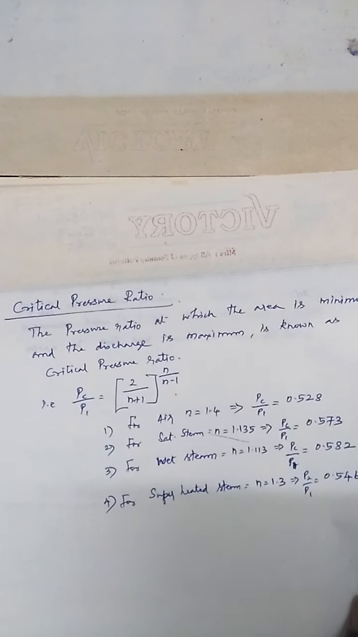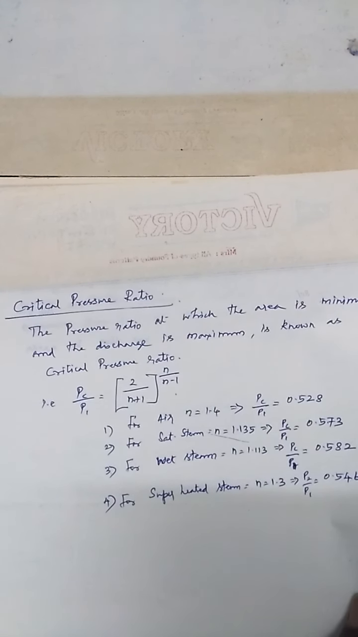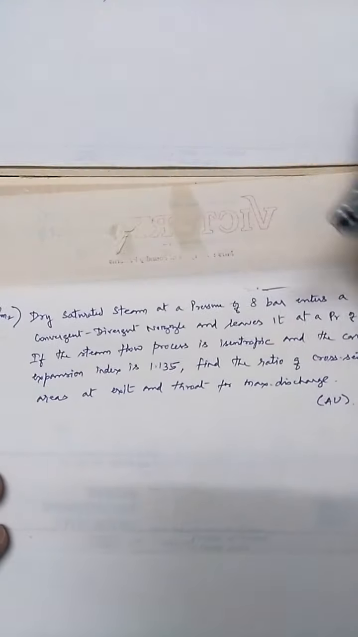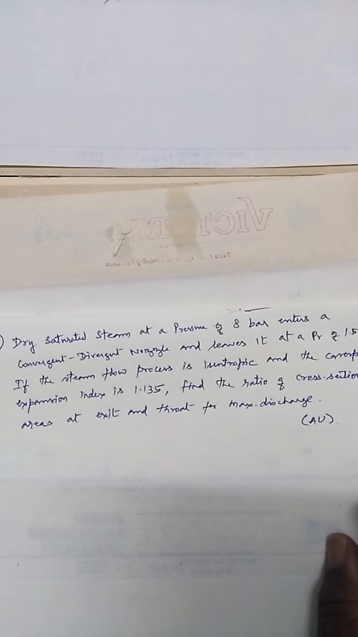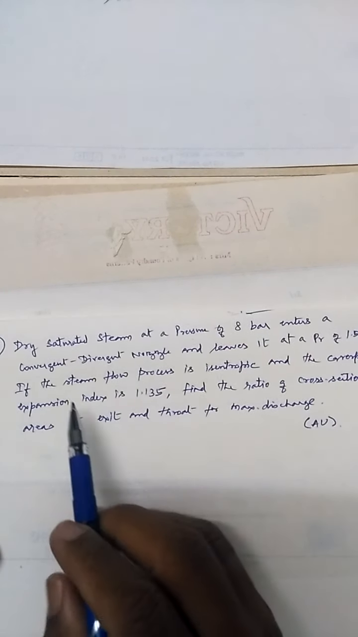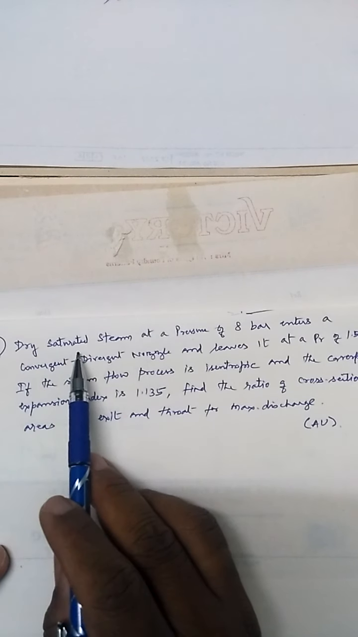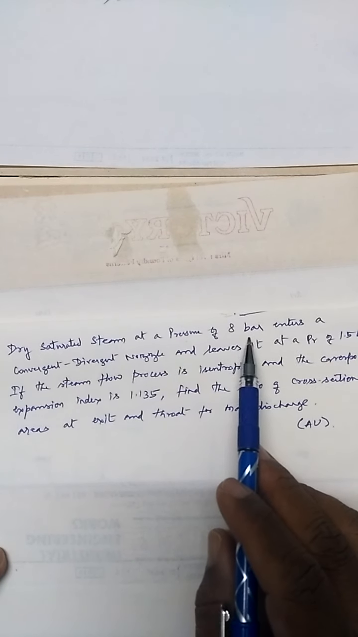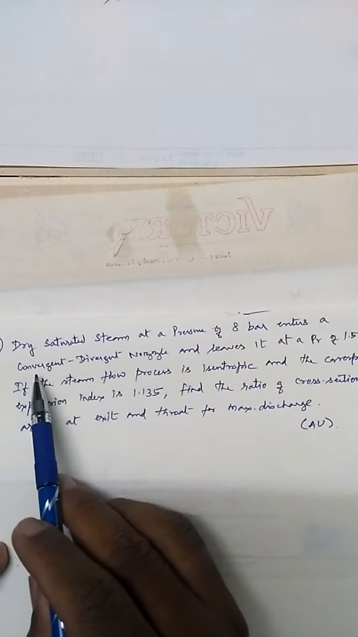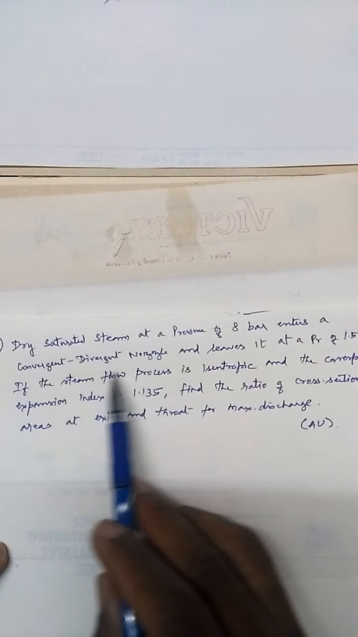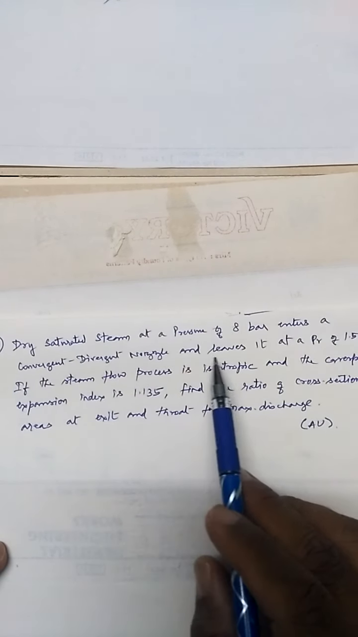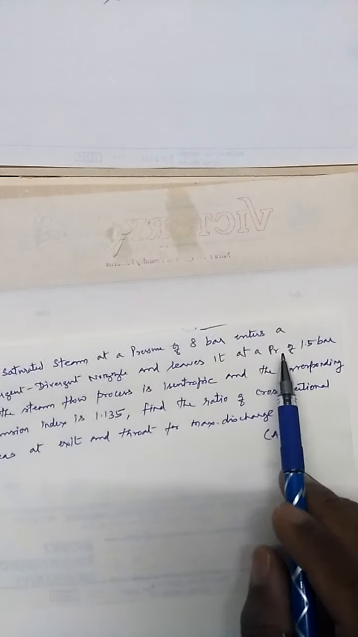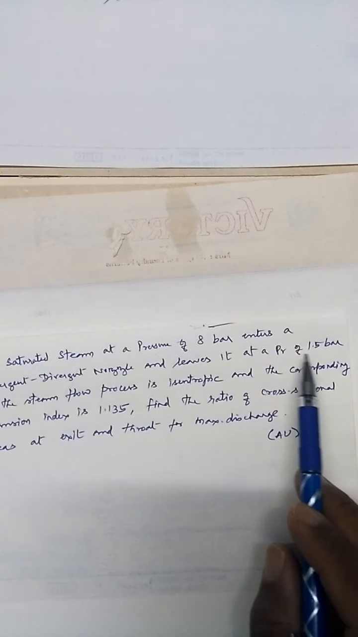So now we will try to solve one problem. Let us look at the problem given in the university. It is stated that dry saturated steam at a pressure of 8 bar enters a convergent divergent nozzle, so it is a CD nozzle, and leaves it at a pressure of 1.5 bar.